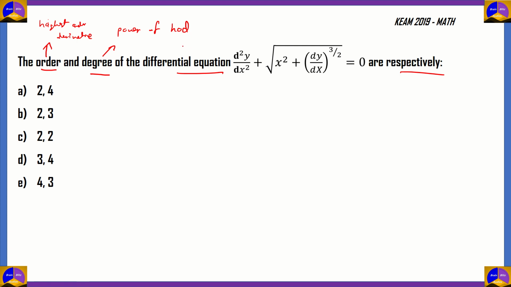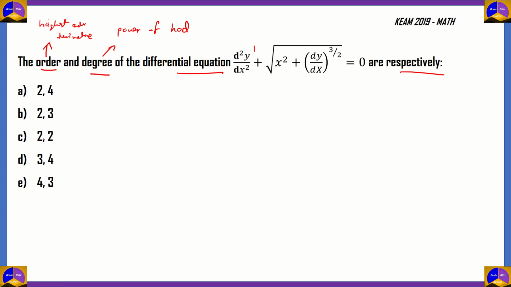Basically, you usually look at the highest order derivative and find out what its power is. So in this particular equation, it looks at first glance as if the power is 1. So the degree would be 1, right?